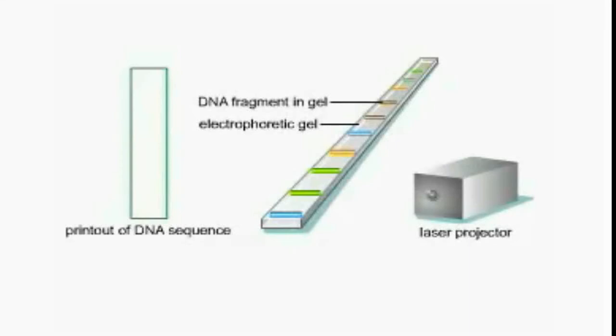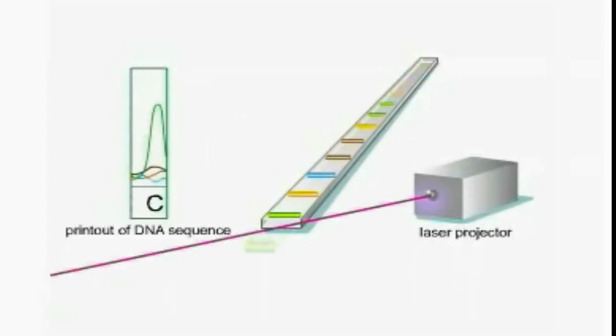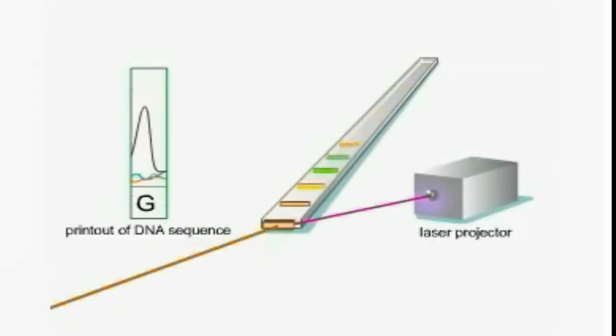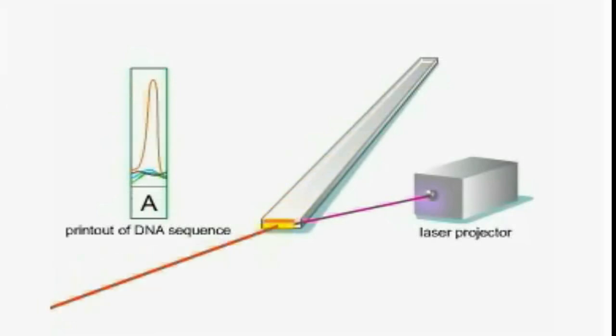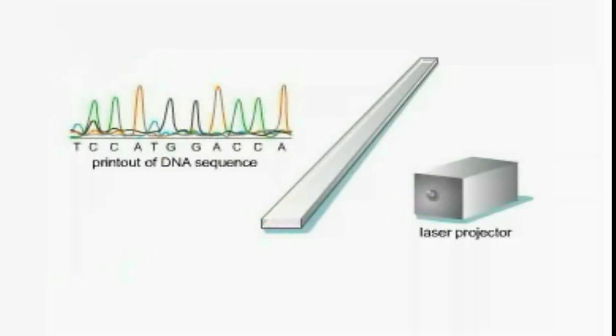A simple DNA sequencer will have one or more lasers. The fluorescently labeled fragments that migrate through the gel pass a laser beam at the bottom of the gel. The laser excites the fluorescent molecule, which sends out light of a distinct color. That light is collected and focused by lenses into a spectrograph. Based on the wavelength, the spectrograph separates the light across a charge-coupled device camera.